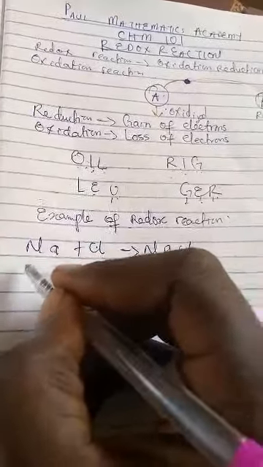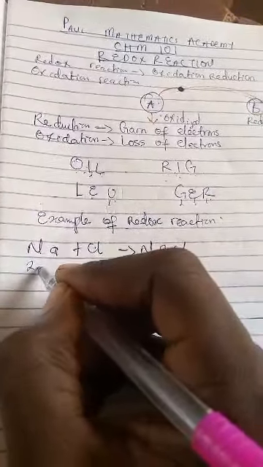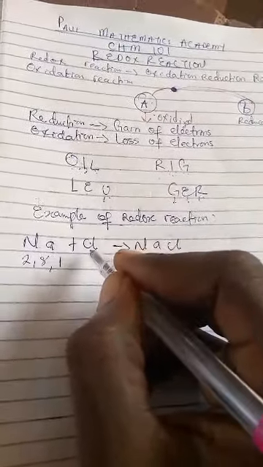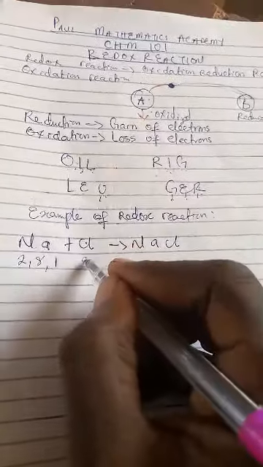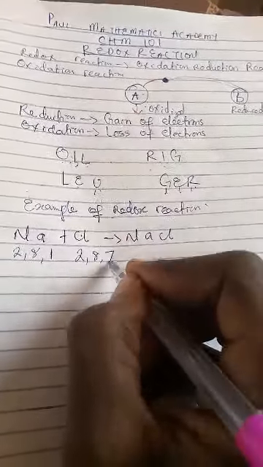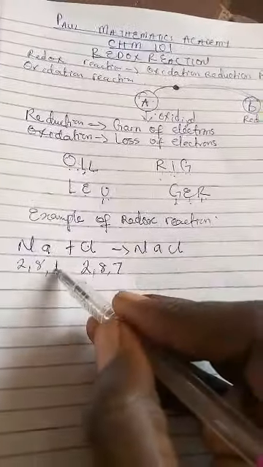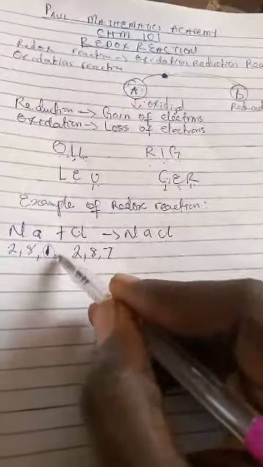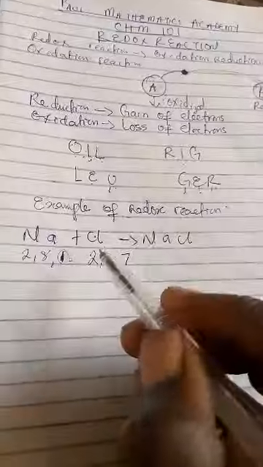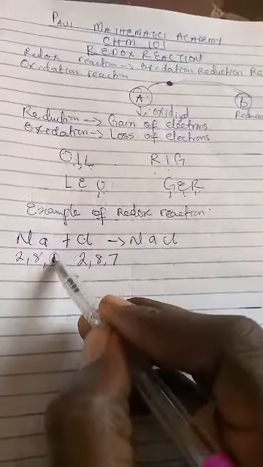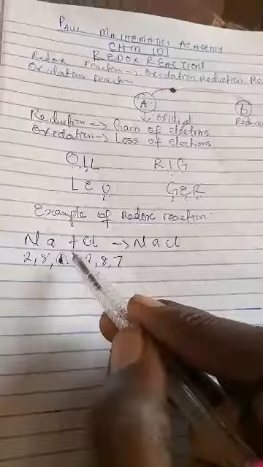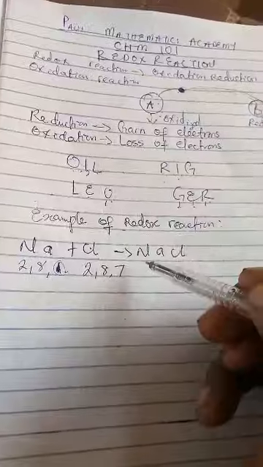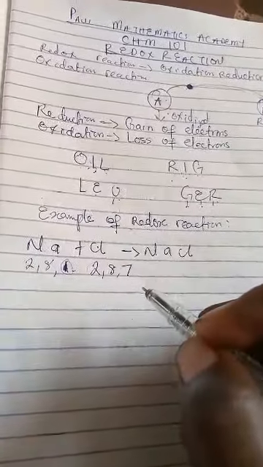The electronic configuration of sodium is 2, 8, 1, and then that of chlorine is 2, 8, 7. So sodium needs to donate this outermost electron, and then chlorine needs to gain this electron for chlorine to complete its orbit, while sodium needs to release this electron for sodium to complete its orbit. So they say metal will donate electron while non-metals receive the electron donated.